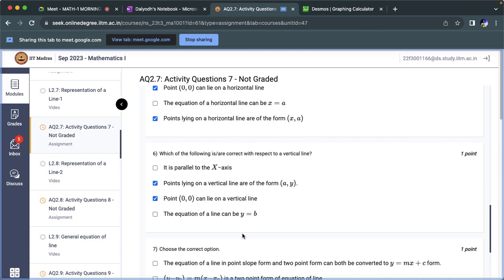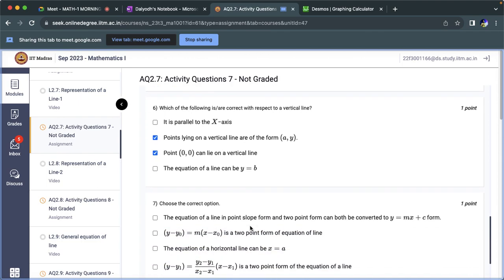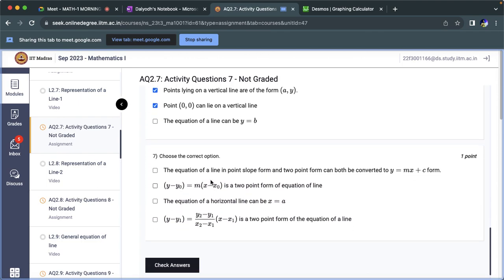The fourth one is wrong because the equation here is y equals b. You can't just fix y and vary x. Because this is a vertical line, it will be the opposite: you fix x and vary y. That's fine.